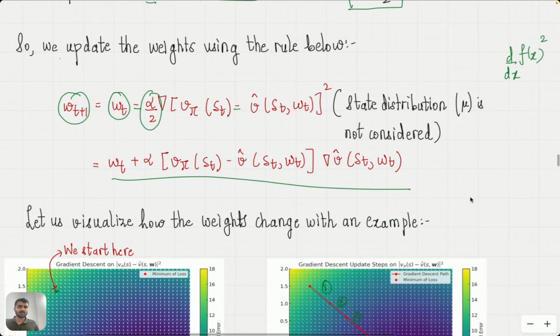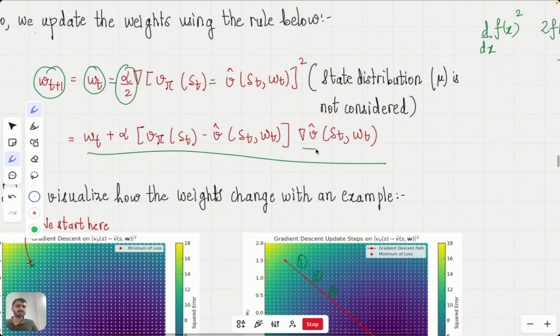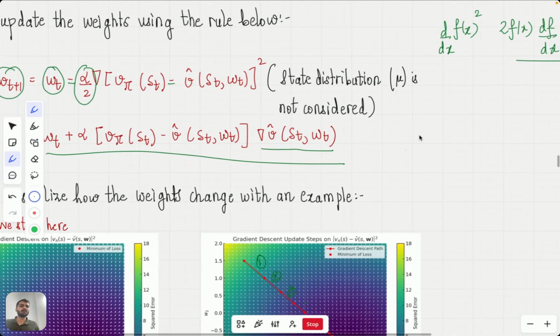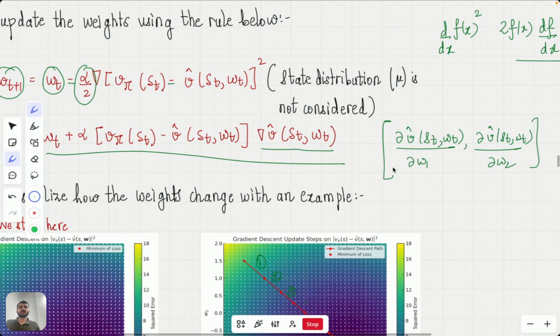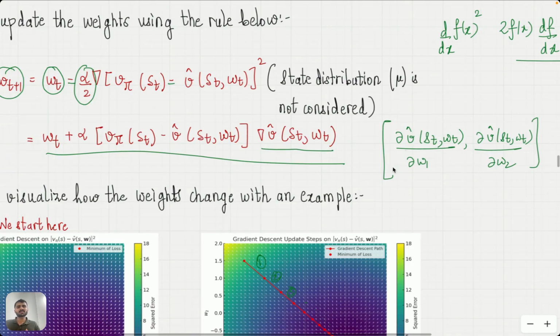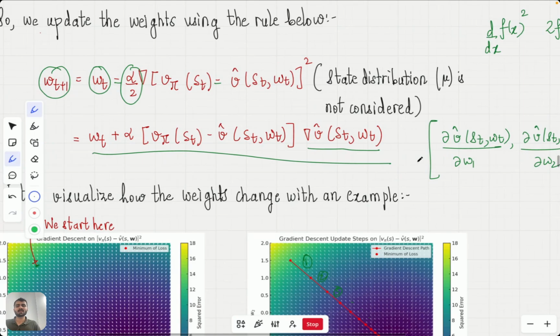That's all. Now, you might wonder what is this gradient? What am I doing over here? So, let's say you have two weights, W1, W2. Then this gradient is represented by the partial derivative of v hat of s_t comma w_t with respect to W1, comma the partial derivative of v hat of s_t comma w_t with respect to W2. So it's a vector. Whenever you are trying to visualize these equations, always consider small numbers so that it helps you understand what's happening properly.